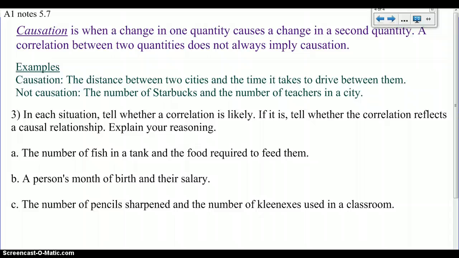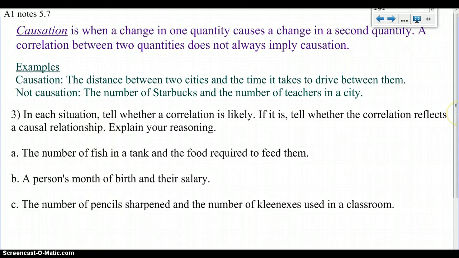But there's a common link between them, and that is the population of the city. As those numbers increase, the number of Starbucks would likely increase, as would the number of teachers. So they have a positive correlation, but it's not causation. In other words, one does not cause the other.